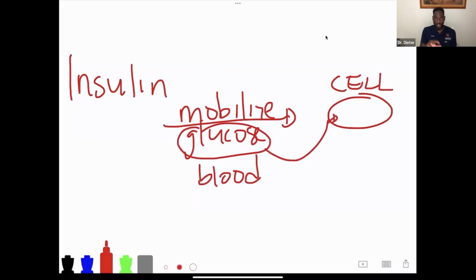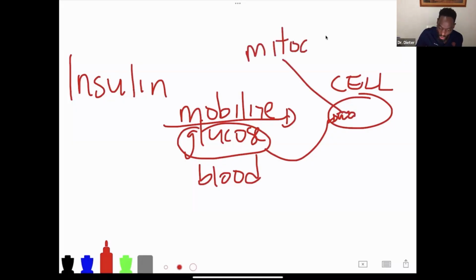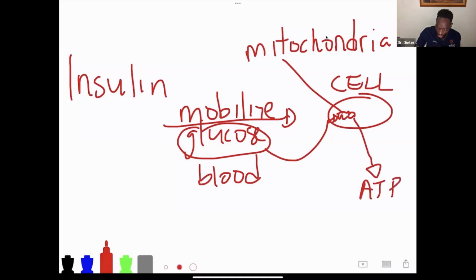When insulin mobilizes glucose into the cell, that glucose is fed through an organelle in the cell called the mitochondria. You may remember in your junior science class that the mitochondria was called the powerhouse of the cell. In the mitochondria, the glucose goes through a complex series of reactions called the electron transport chain, with the result of production of an energy molecule called ATP. So ATP is an energy molecule. That's the job of insulin, to help produce energy.